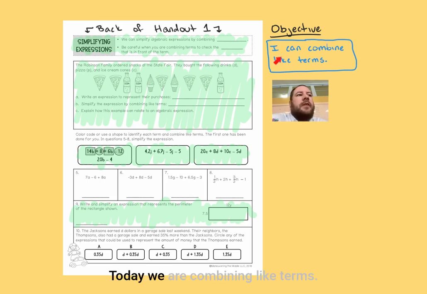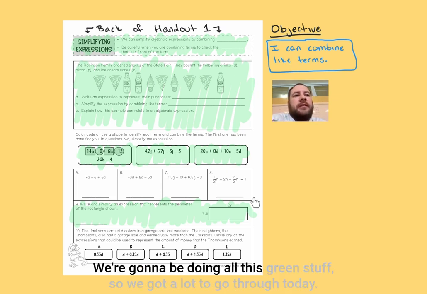Alright, today we are combining like terms. I actually don't like this word anymore. Let's go back to this one: I can combine like terms. We're going to be doing all this green stuff, so we've got a lot to go through today.